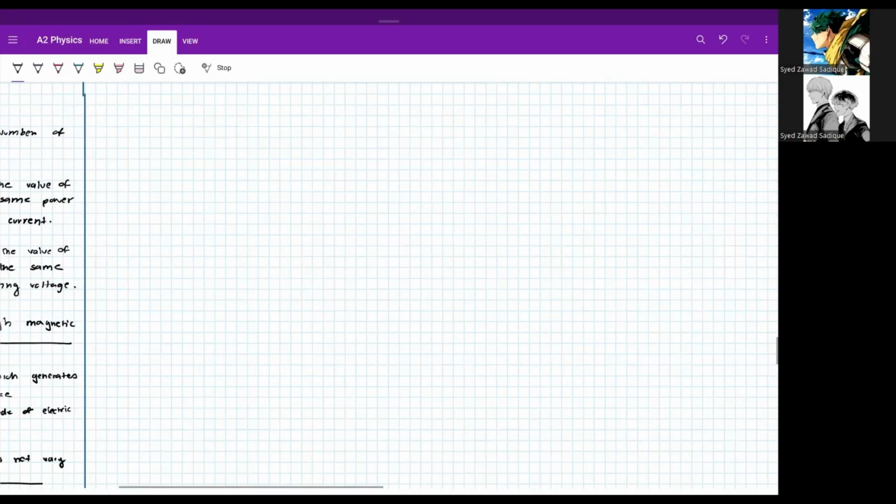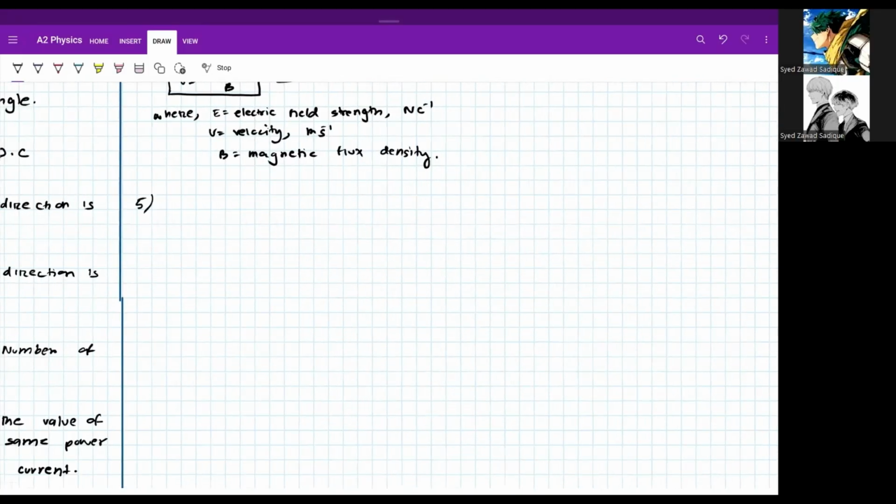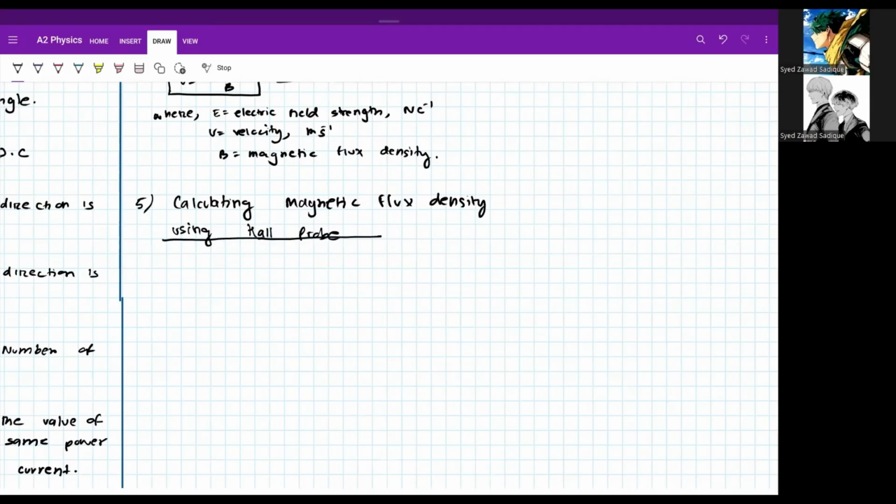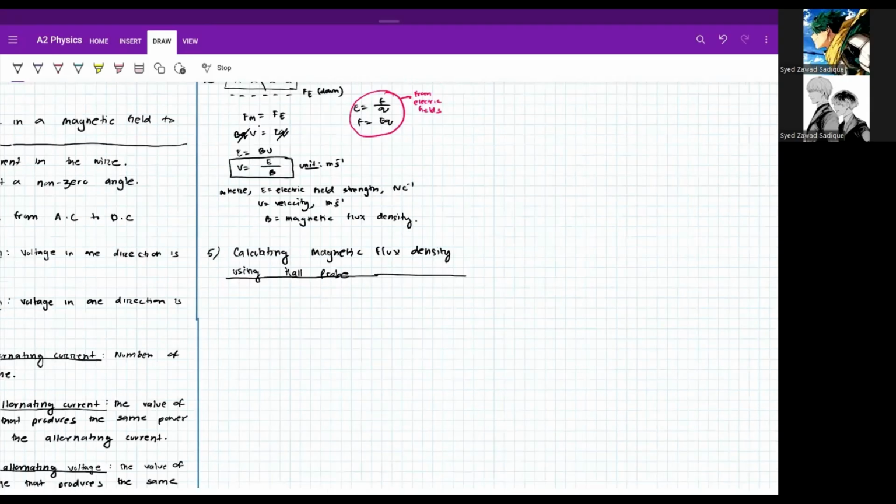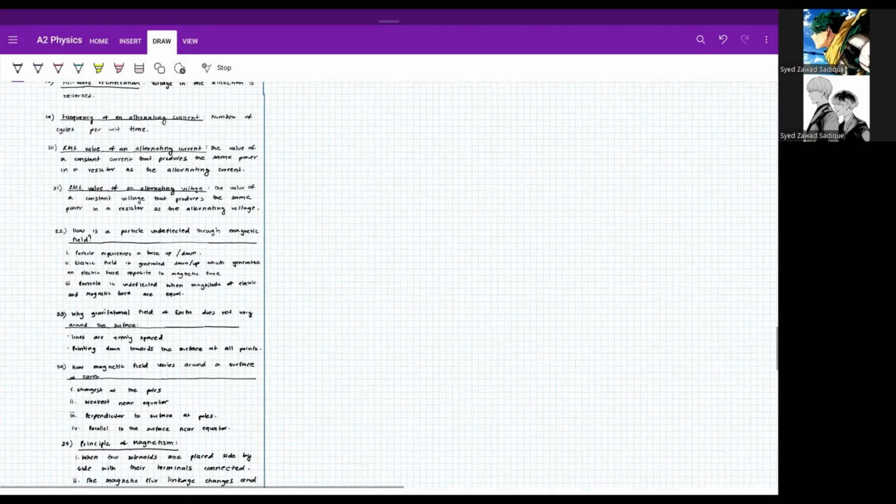Concept number 5 is calculating magnetic flux density using Hall probe. Just so you guys know, Hall probe is the Hall voltage apparatus. Actually, since you guys mentioned it, I think I should change. Okay, never mind. I'll change it later.